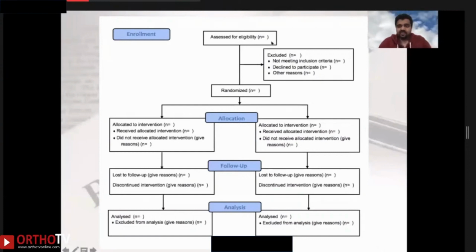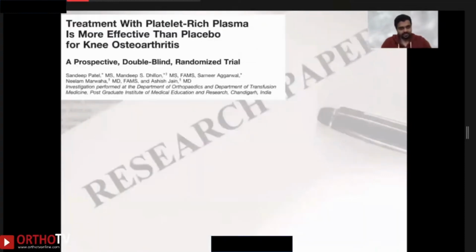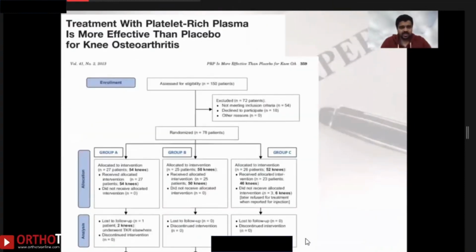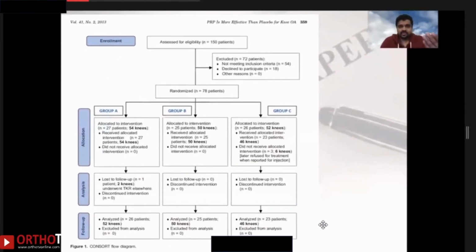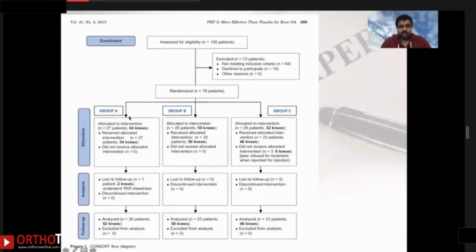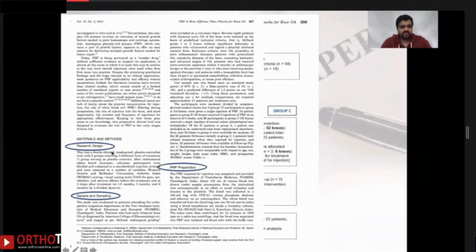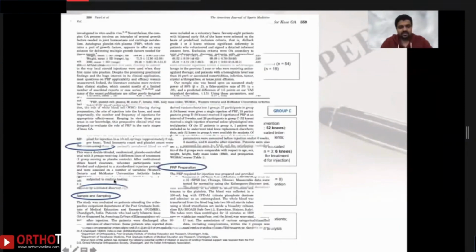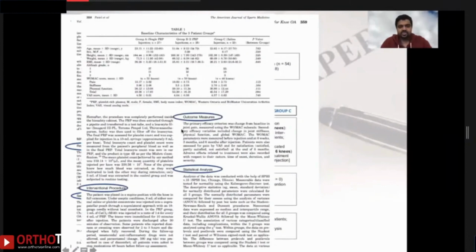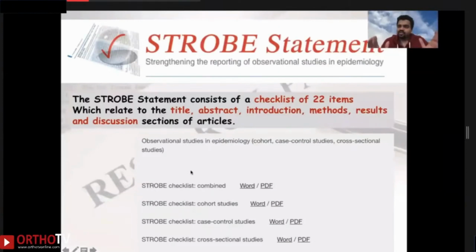This is a flow diagram, again easily available in the PDF and the Word doc. You just have to put in the numbers so we understand how the patients progressed and where the numbers were lost to follow-up. For instance, in one of our published articles, which is a randomized controlled trial, we have made a flow diagram of all the group distribution and how they progressed. And in the materials and methodology, we have split research design, sample and sampling, PRP preparation, intervention procedure, outcome measures, statistical analysis. So if you follow the checklist, you won't miss any important thing.